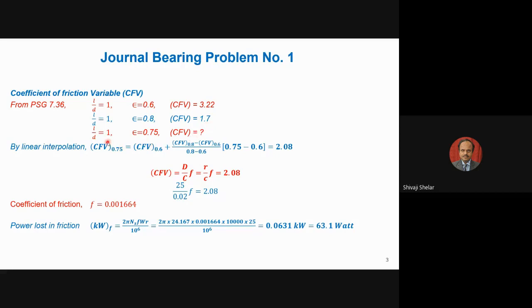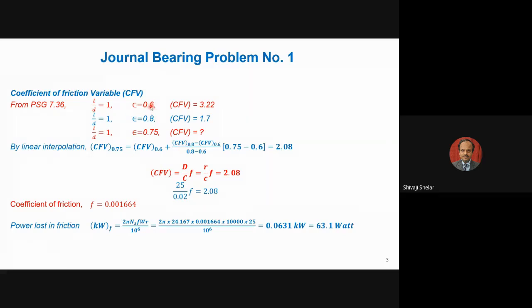Now in our current problem, we have L by D equal to 1 and eccentricity ratio of 0.75. What is the value of CFP? This value will be calculated by linear interpolation. To determine the value at eccentricity ratio of 0.75, I am using this formula. CFP at 0.75 is the start value, that is CFP at 0.6, plus the difference between the start value and the end value.